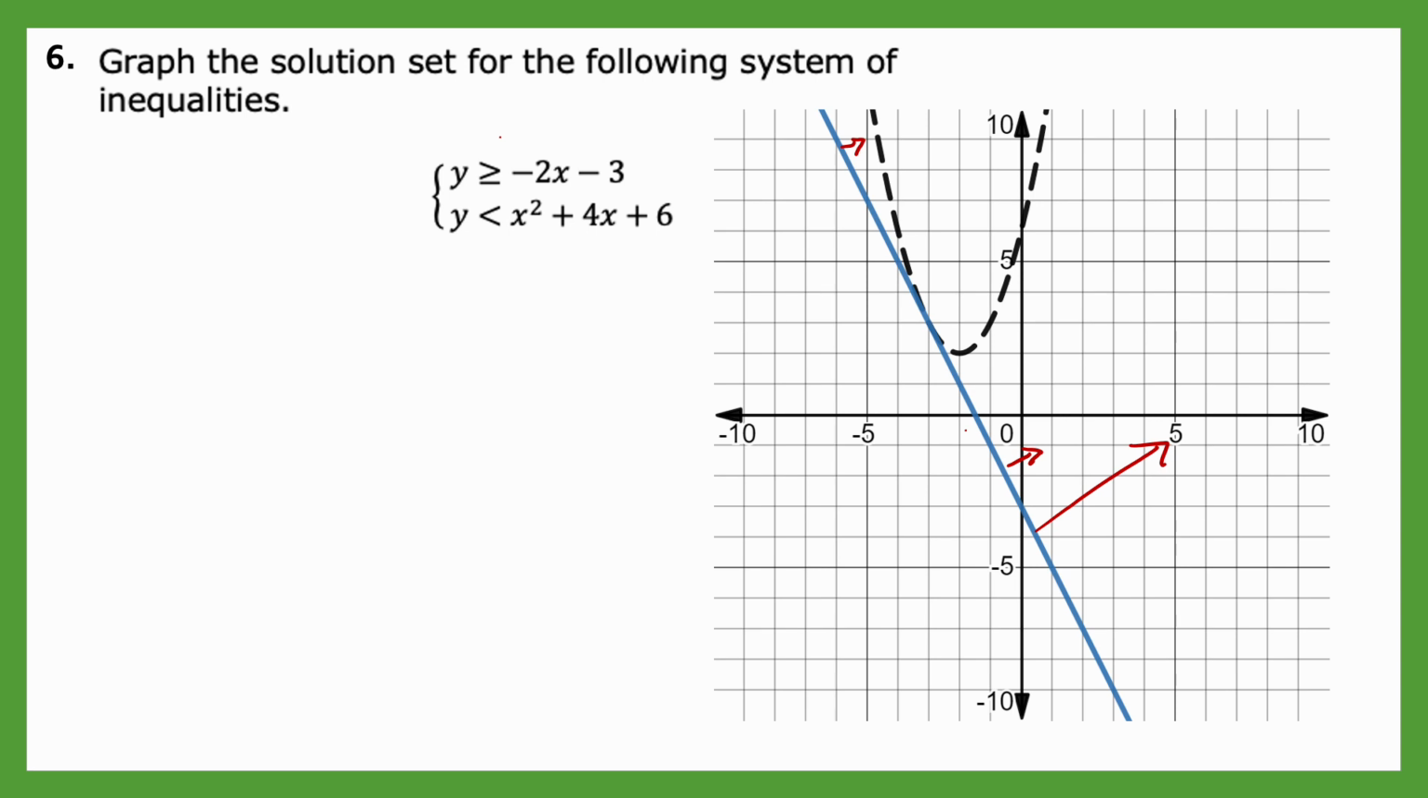Okay, then we look at our quadratic. It is y is less than our quadratic. So is that above or below our parabola? Below. So it's going to be on the outside of the parabola.